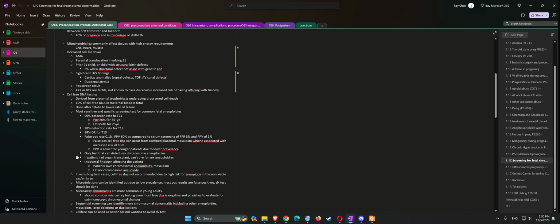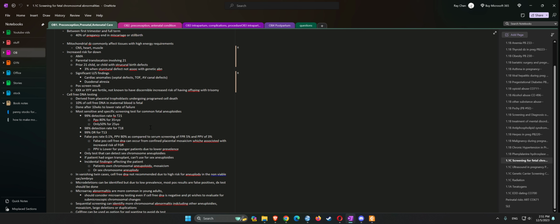Okay. So what is the detection rate of cell-free DNA for Down syndrome? For cell-free DNA, the detection sensitivity for Down syndrome is between 95 and 98%.